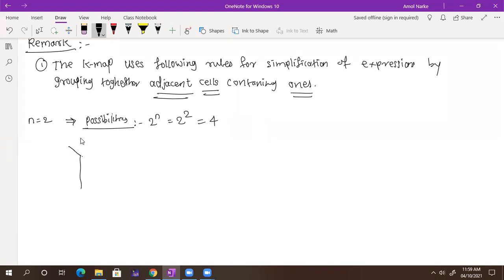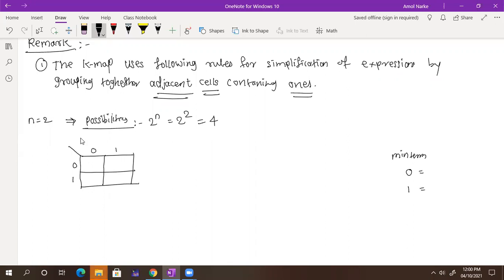That table looks like this. Here you should have 4 cells. This is cell 1, cell 2, cell 3, cell 4. Or you can start with 0, 1, 2, 3, no problem. Here you have first 0, then 1, then 0, then 1. Now you can write this in terms of min term and max term. So in min term, your 0 is defined by what, and 1 is defined by what?